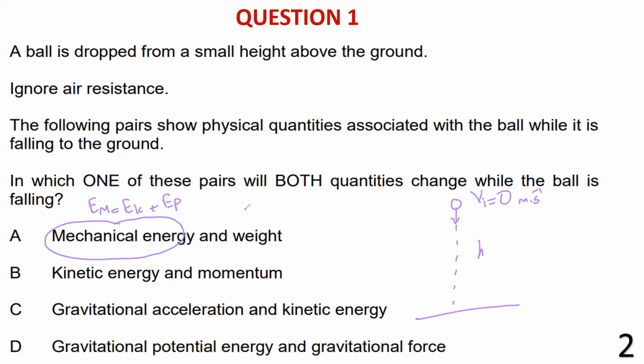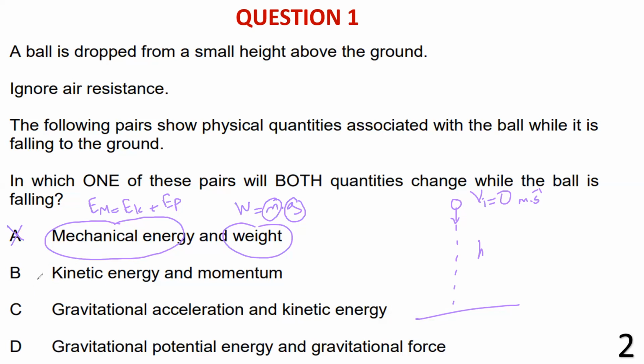And then weight. Weight equals m times g, mass times gravity. Gravitational acceleration is constant, and it's the same mass, still the same object. So mechanical energy and weight will be the same, and we are looking for both quantities to change. So both of them are the same, they are not changing.